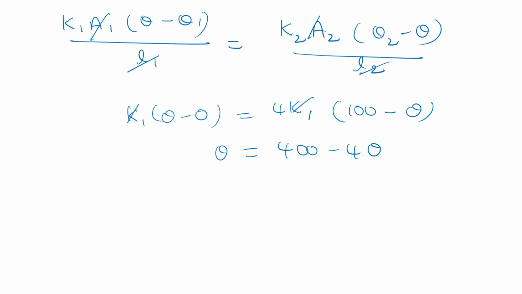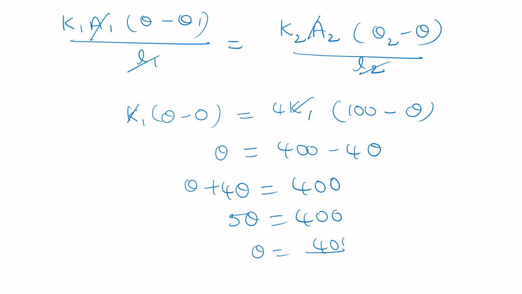So 4 theta coming this side, plus 4 theta is equal to 400. 4 theta plus theta, 5 theta is equal to 400. Theta is equal to 400 by 5, which is 80 degree centigrade. So the junction temperature theta is equal to 80 degree centigrade.